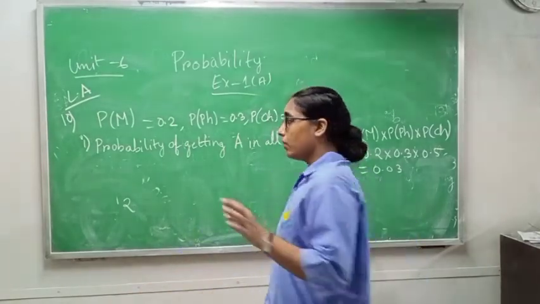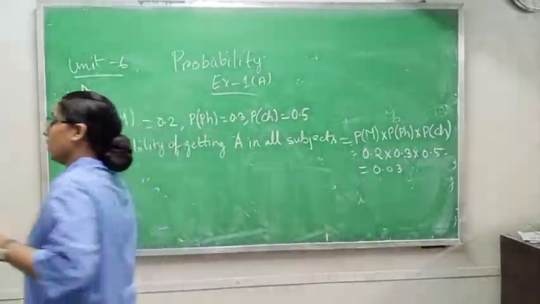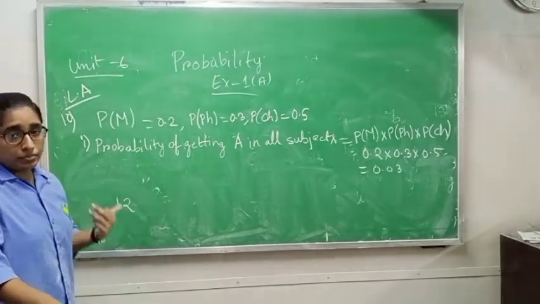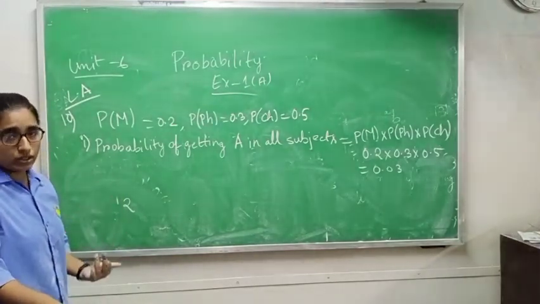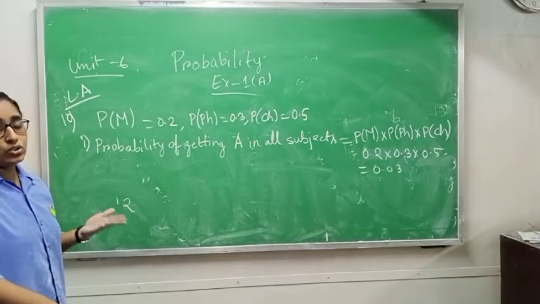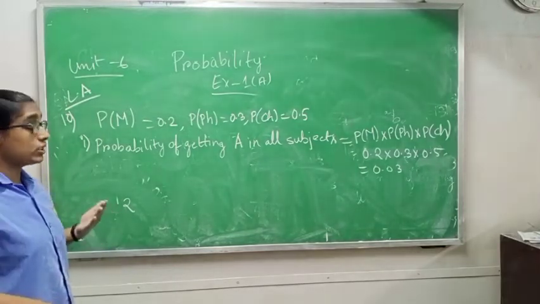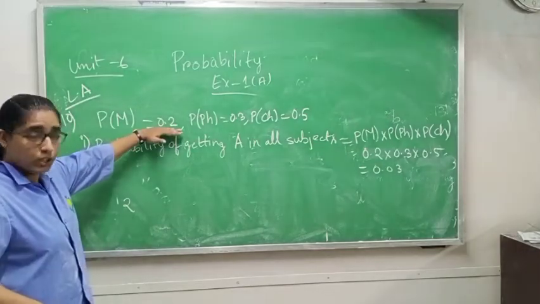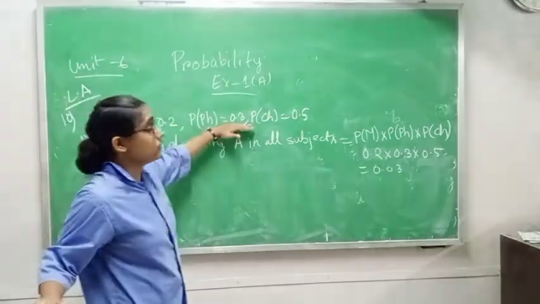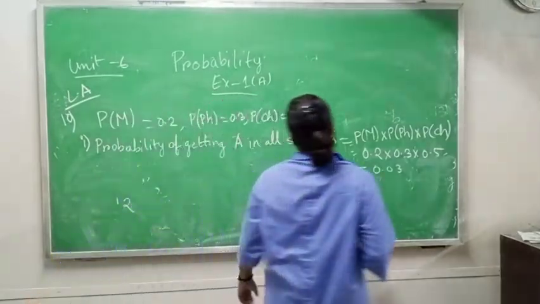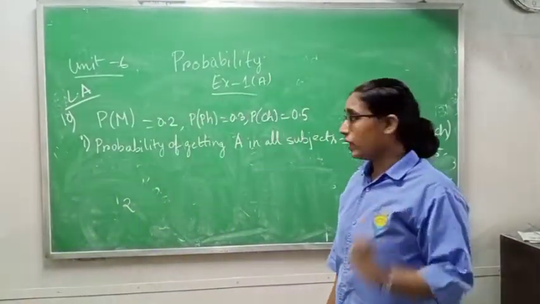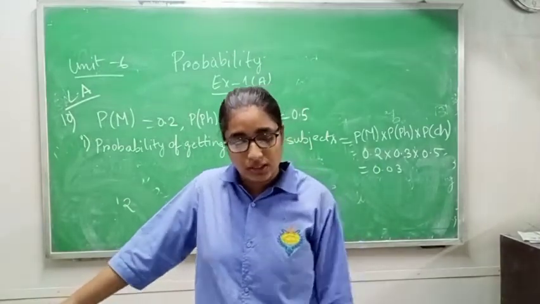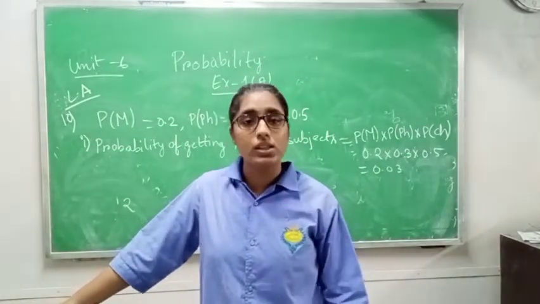So X is a student who is taking mathematics, physics and chemistry, and he or she is getting grade A. The probability of getting grade A in mathematics is 0.2, in physics 0.3 and in chemistry 0.5. So the first question is: find the probability that he or she is getting grade A in all subjects.